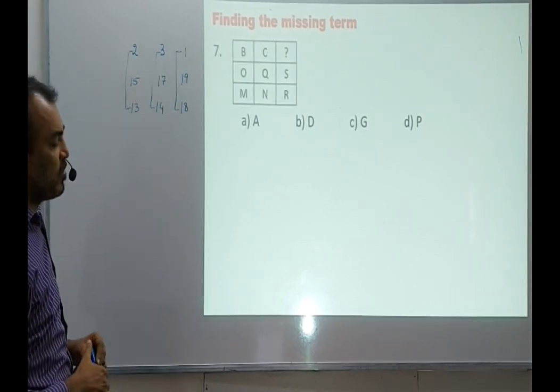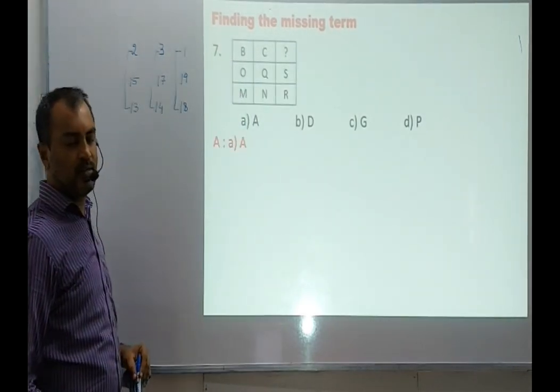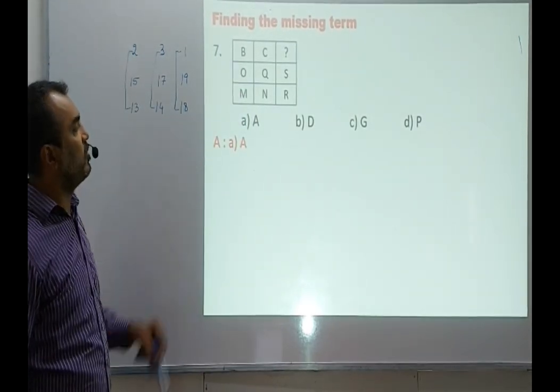13 plus 2 is 15, 14 plus 3 is 17. So 18 plus what is 19? 18 plus 1 is 19. And which is the first letter of the English alphabet? I hope you all know that. The letter is A. So the answer will be A.